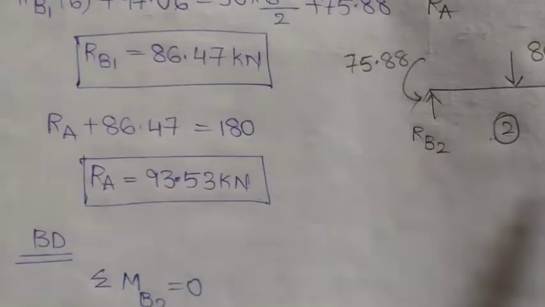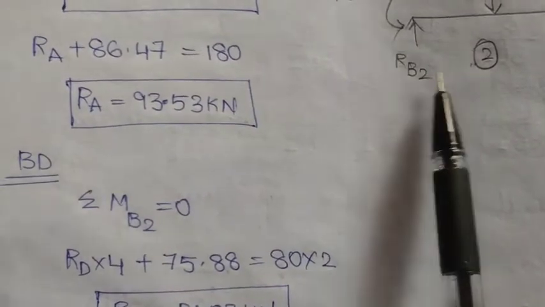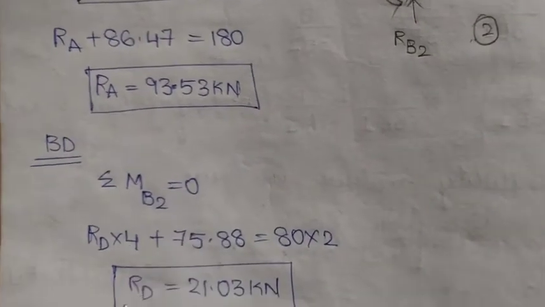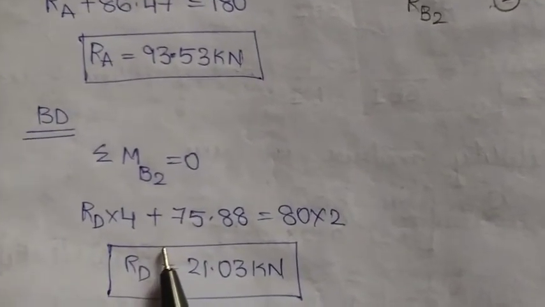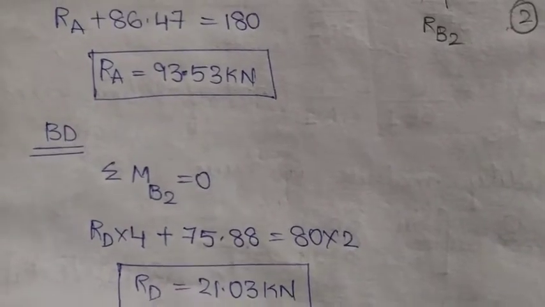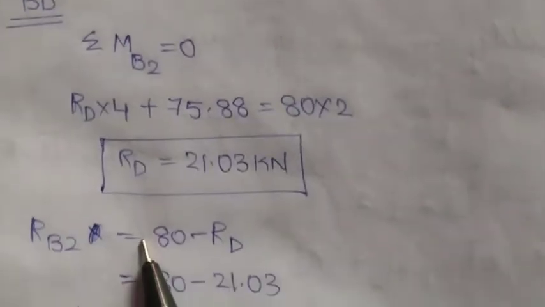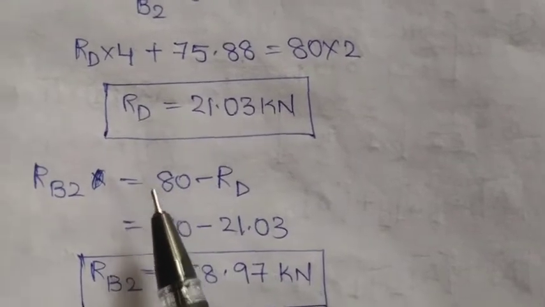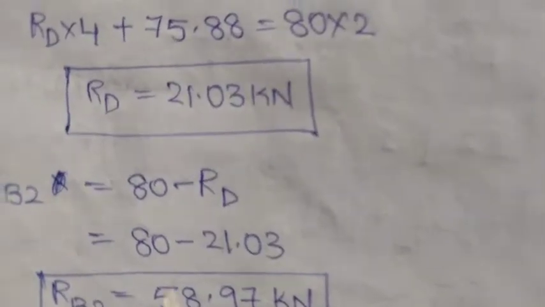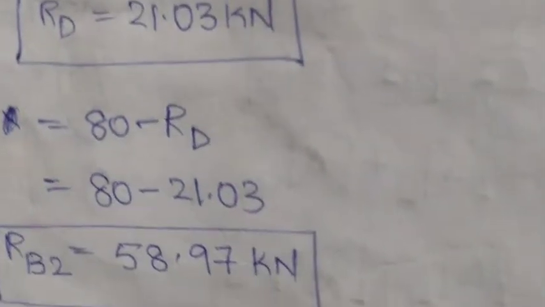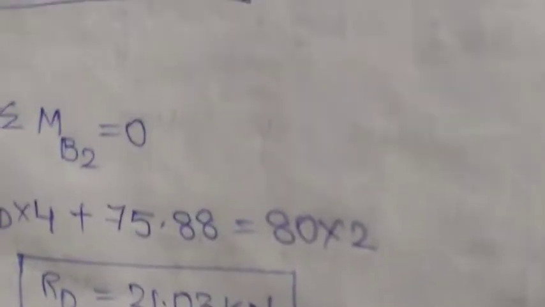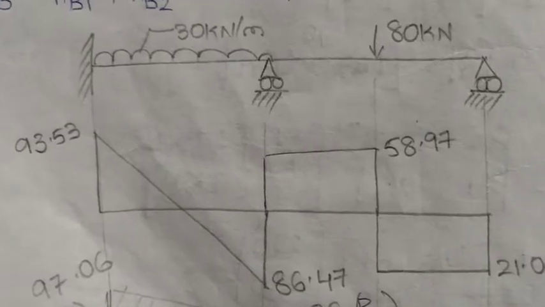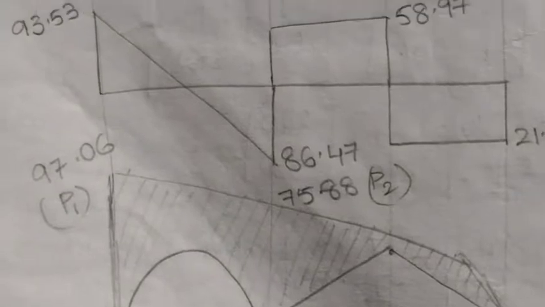Next, taking the BD span, that is the second span, moment about B2 equals 0, that is Rd into 4 plus 75.88 would give me Rd, and using summation Fy equals 0, I will be getting Rb2. So we'll be calculating all these values in this way. After this, we'll draw the shear force diagram and bending moment diagram.